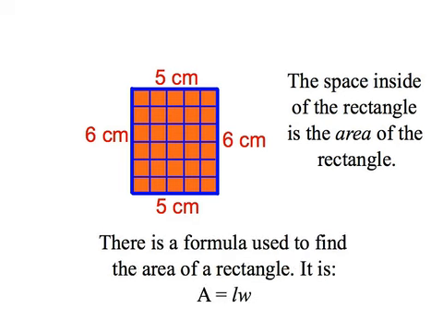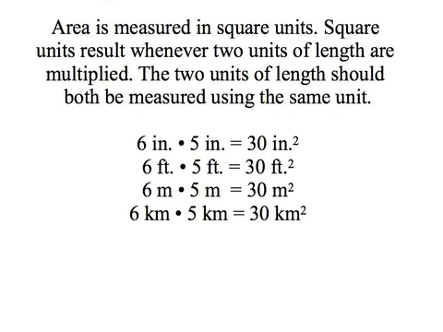Well, there's a formula that can be used for a rectangle. You may already know it, length times width. So we say LW, where L stands for the length and W stands for the width. Area is measured in square units. Square units result whenever 2 units of length are multiplied. The 2 units of length should both be measured using the same unit.